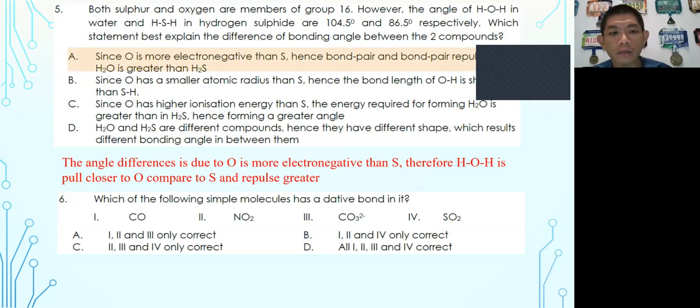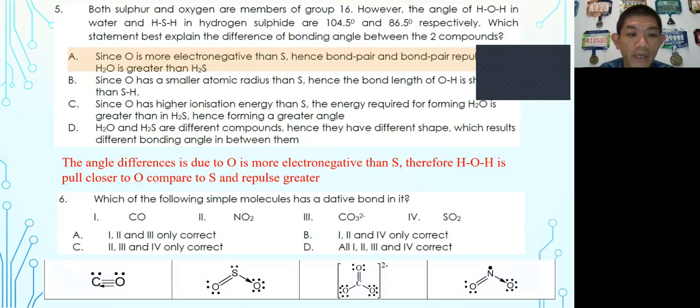Which of the following simple molecules have a dative bond in it? So this is how the Lewis structure for all of the molecules in here looks like. So you have CO, you have SO2, you have CO3 2 minus, and NO2. You can see that from here CO, NO2, and also SO2 have a dative bond in it. So the best answer in here is 1, 2, and 4. Okay. So this is for number 6.